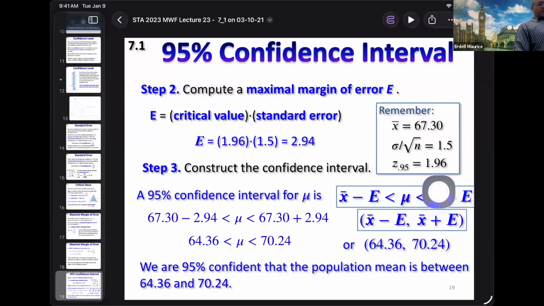And so all you need to do is multiply these two things together. 1.5 times 1.96. That gives us an answer of 2.94. And quite simply, you take the average, you add 2.94. That gives us the upper boundary for our confidence interval. And then you take the 67.3 and subtract the 2.94, and that gives us the lower boundary for our confidence interval.